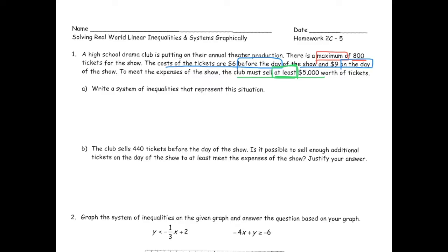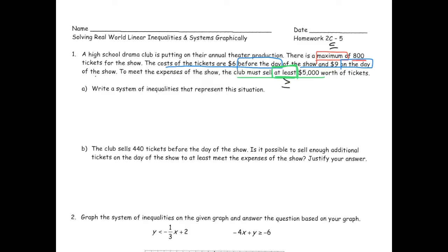Now, in class, we should have spoken about these key words and symbols. Maximum. The symbol that goes along with maximum is less than or equal to, all right? Because you cannot exceed that. You cannot go over that number. So, for instance, 800 tickets. You cannot have a number of tickets that is over 800. It has to be less than or equal to 800. Now, for the money, you need to sell at least $5,000 worth of tickets. You can sell over $5,000, but you need to be greater than or equal to that amount. Okay, so there you go.